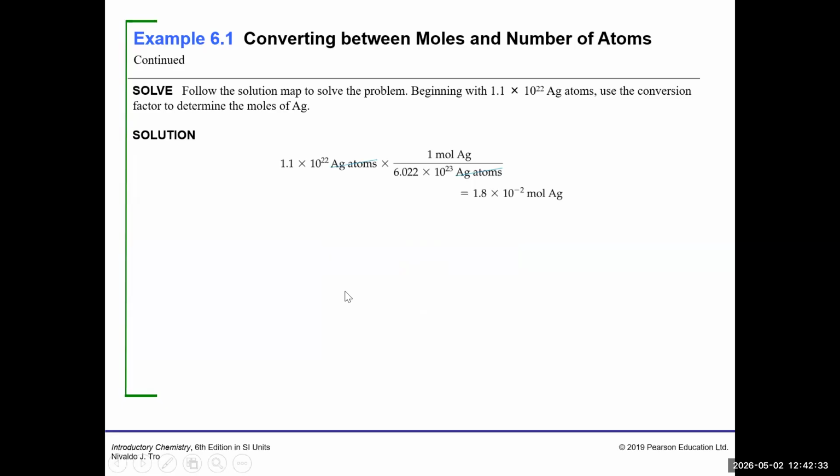So we have 1.1 times 10 to the power of 22 silver atoms, and then 1 mole of silver atoms, which is equivalent to 6.02 times 10 to the power of 23 silver atoms. That gave us 1.8 times 10 to the power of minus 2 moles of silver. All right, is there any question on this? Then we'll move on to another problem.